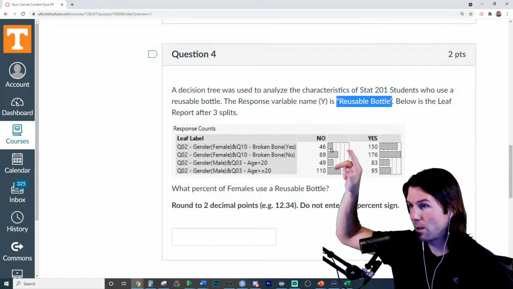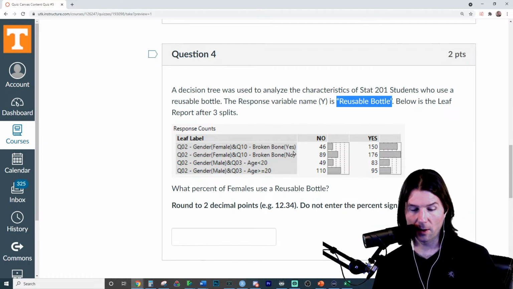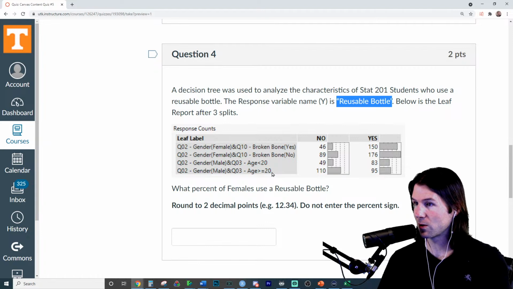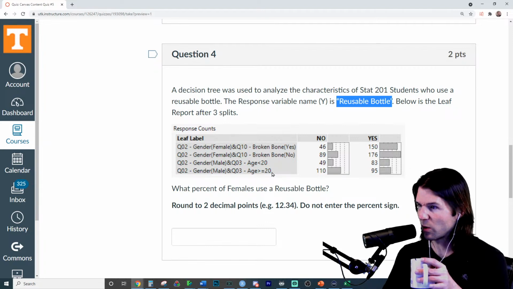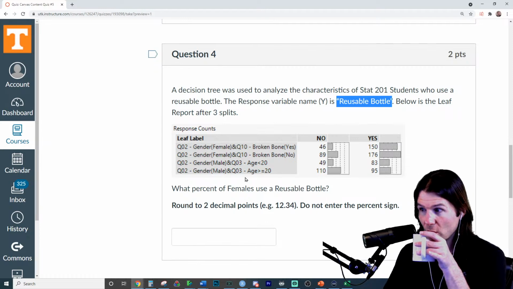So look at the way the groups are labeled. These are females who have broken a bone. These are females who have not broken a bone. These are males who are less than 20 years old. These are males who are greater than or equal to 20 years old, at least 20 years old. So which groups, 1, 2, 3, 4, are the female groups? 1 and 2.